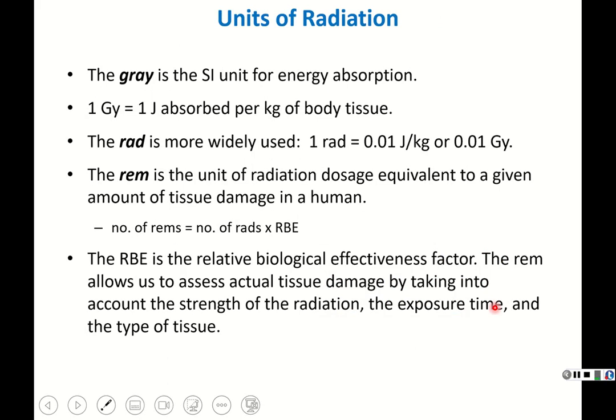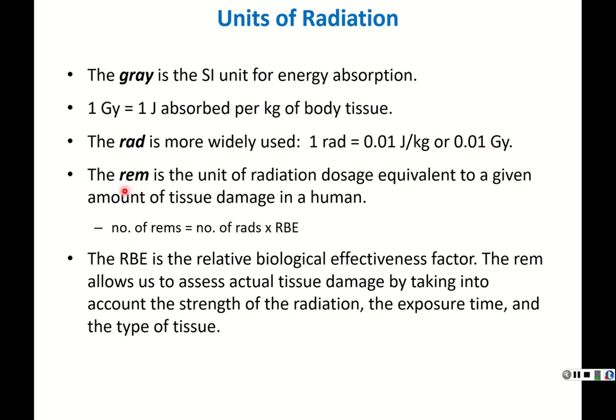The unit of radiation for energy absorption is called a gray, and that's abbreviated as capital G, lowercase y. And it equals 1 joule of energy absorbed per kilogram of body tissue. Okay. The rad is more widely used. 1 rad equals 0.01 joules per kilogram, or 0.01 gray.